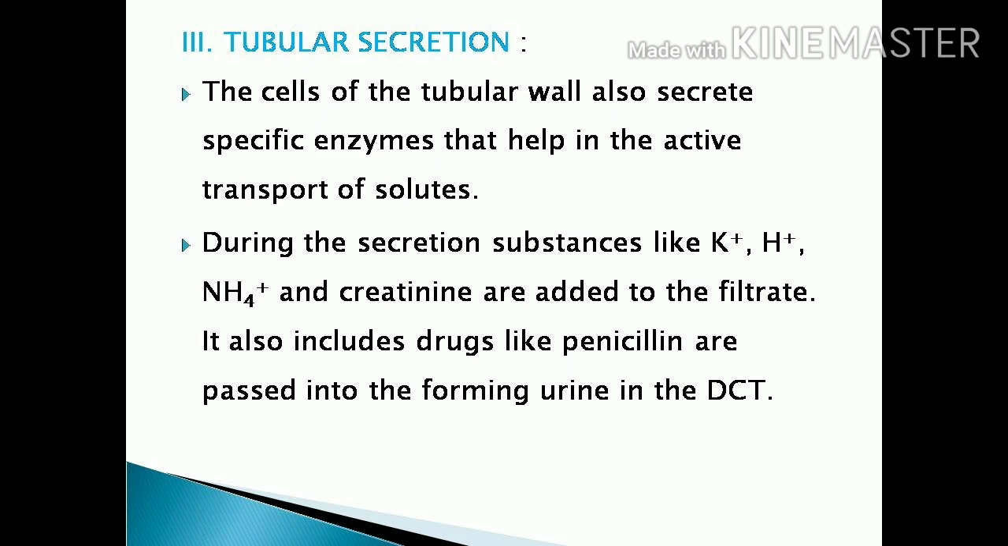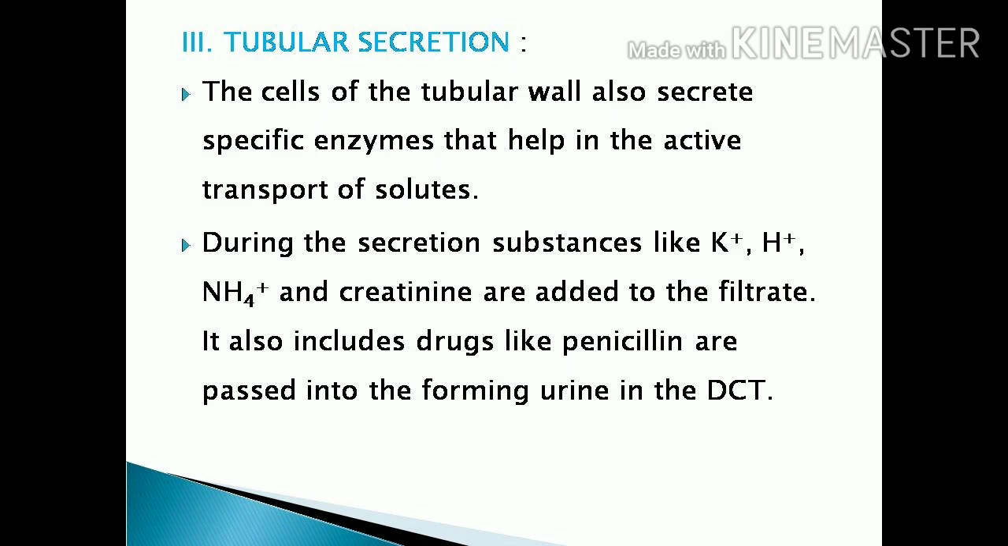So during the tubular secretion, certain substances like potassium ion in the normal course and a large number of foreign chemicals including some drugs like penicillin are passed into the forming urine in the distal convoluted tubule. This passage involves the activity of the cells of the tubular wall, hence it is called tubular secretion.